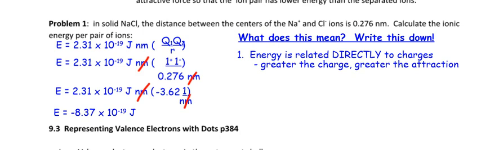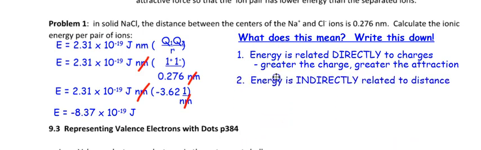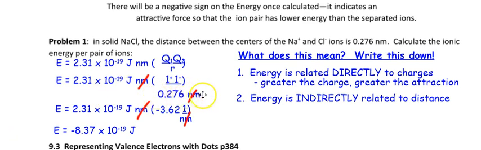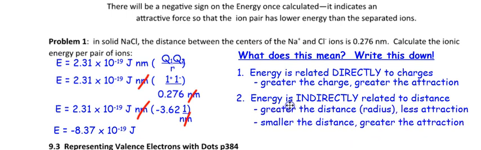Well, what else is energy related to? It is related indirectly to distance. So what would happen if the 0.276 was a bigger number? All right, so what does that mean? The greater the distance, what would happen to E? All right, the less attraction. Or in other words, the smaller the distance, the greater the attraction. So that would be an indirect relationship. This is what you need to know, and we're going to come back and see this again.